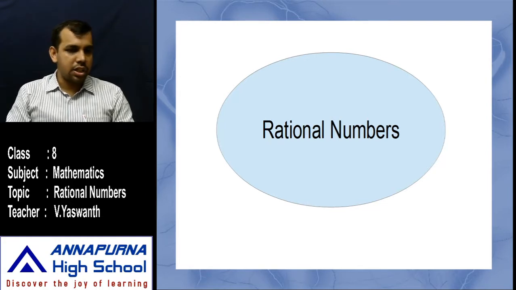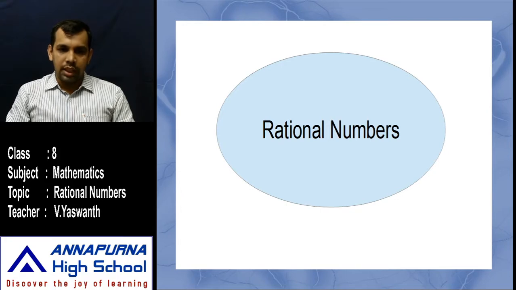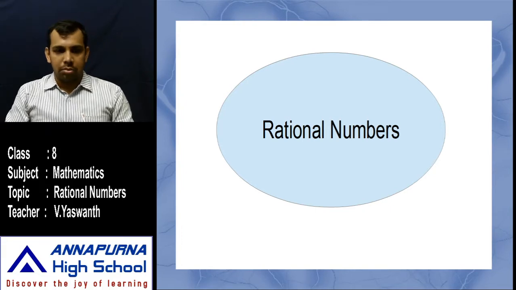Before rational numbers, what different types of collection of numbers do we have? We have natural numbers, whole numbers and integers. Natural numbers means all countable numbers, whole numbers means all countable numbers along with 0, and integers means all countable numbers, 0 and negatives of the countable numbers. After the integers we are discussing rational numbers.